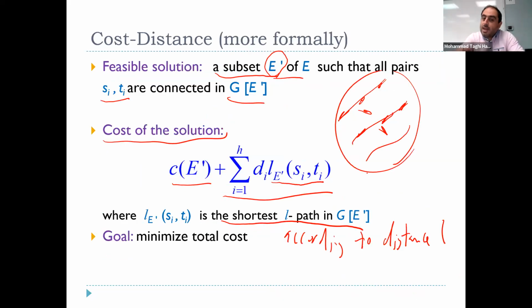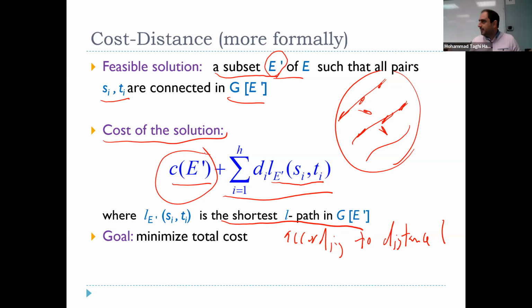So in some sense, first you decide which edges you want to buy. It is not completely like this; you need to get a trade-off. But if you know which edges E prime you want to buy, then the rest of the problem would be easy. Why? Because then you see what is the shortest path according to L prime. This is the set of edges, that's the best that you can do. And then D_i times that is the extra cost that you will pay. And of course, the whole idea is the trade-off between this part and this part.